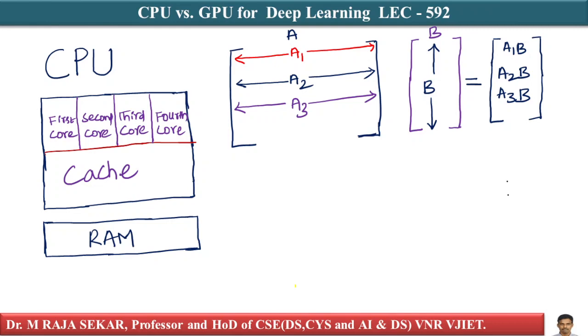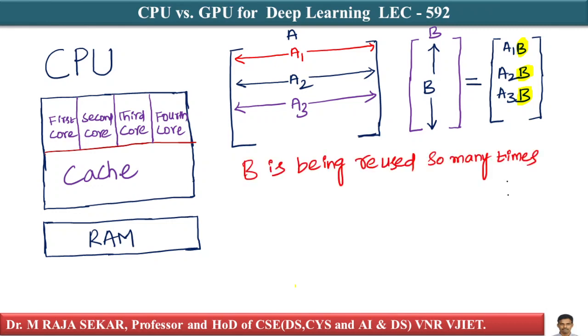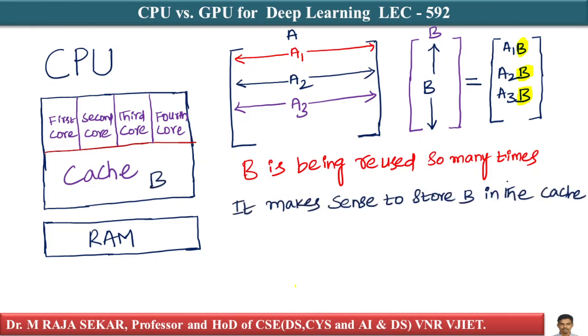Because capital B is used in this computation every time, just observe that. B is being used in every multiplication because it is being reused so many times. It makes sense to store capital B in the cache. So I will store capital B in the cache, and some parts of A are also stored in the cache.